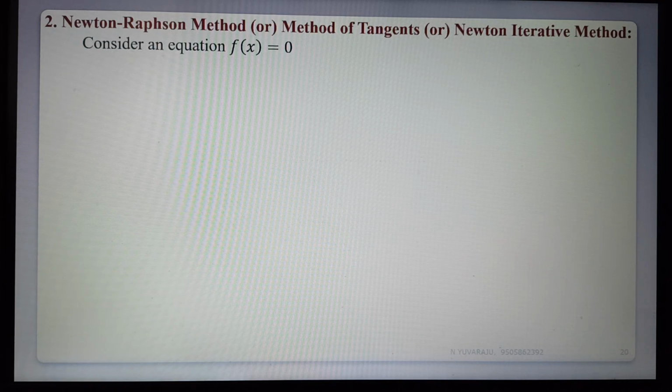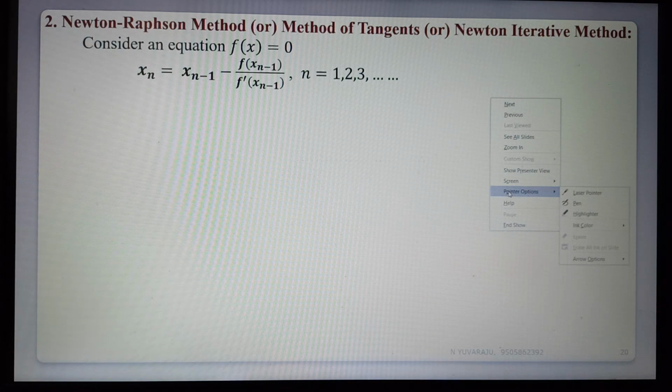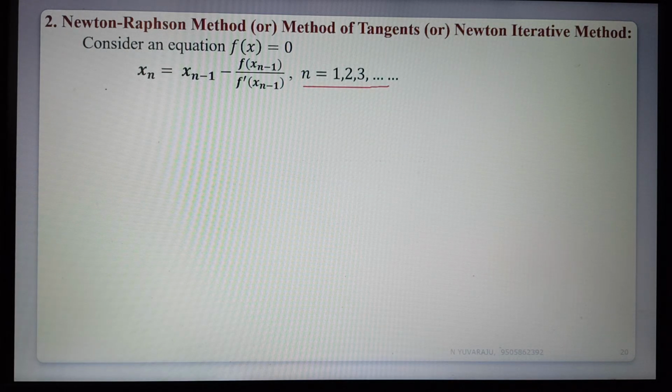Consider an equation f of x is equal to 0. In this method, the formula for finding the approximate roots is xn is equal to xn minus 1 minus f of xn minus 1 by f dash of xn minus 1, where n is equal to 1, 2, 3, and so on. For n is equal to 1 we get the first approximation, for n is equal to 2 the second approximation, and so on.